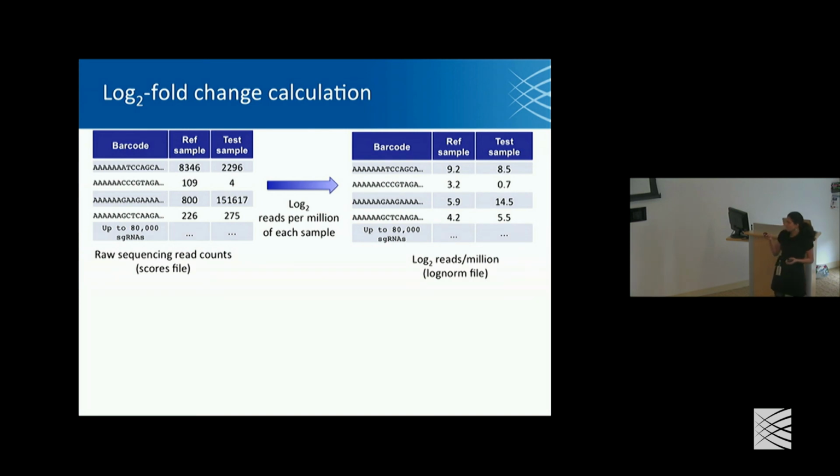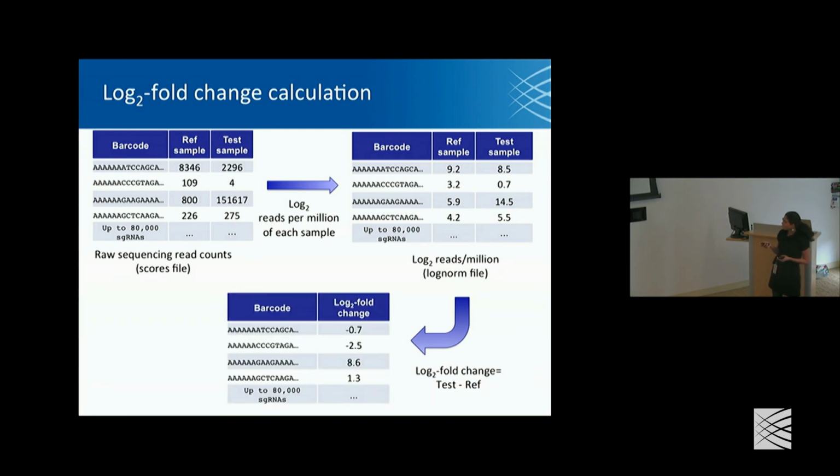So you then log normalize your data to get what is called the log norm file. So you again have log normalized values for your reference sample and your test sample. And since now you're in log space, you can just subtract the test and the reference sample values for each of the guide RNAs to get what we call log-fold change. So for these guides, you can see a negative log-fold change, which shows some sort of depletion, and for these guides in this example, you can see positive log-fold changes, which show some sort of enrichment.